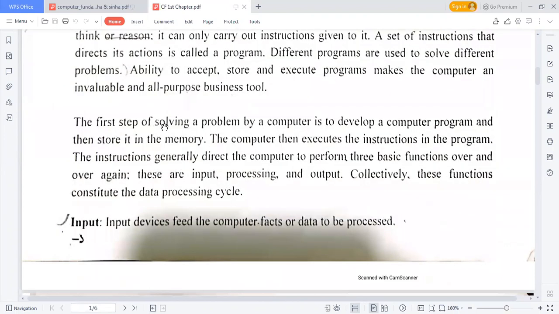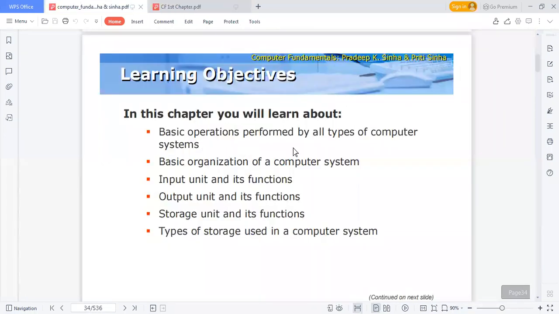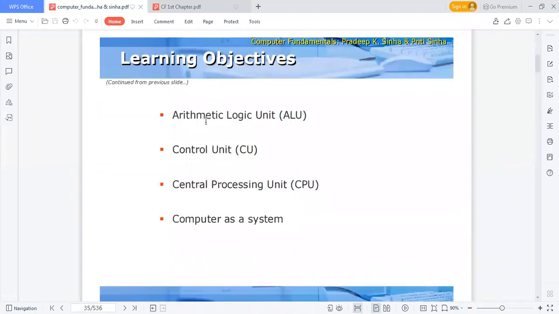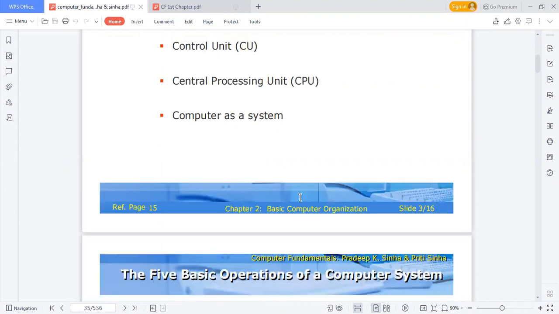The first step of solving a problem by a computer is to develop a computer program and then store it in memory. The computer then executes the instructions in the program. The instructions generally direct the computer to perform three basic functions. You must know: input, processing, and output. For this, we need an arithmetic logic unit, control unit, central processing unit, and computer as a system. These three concepts, input, processing, and output, we can classify in these four parts.